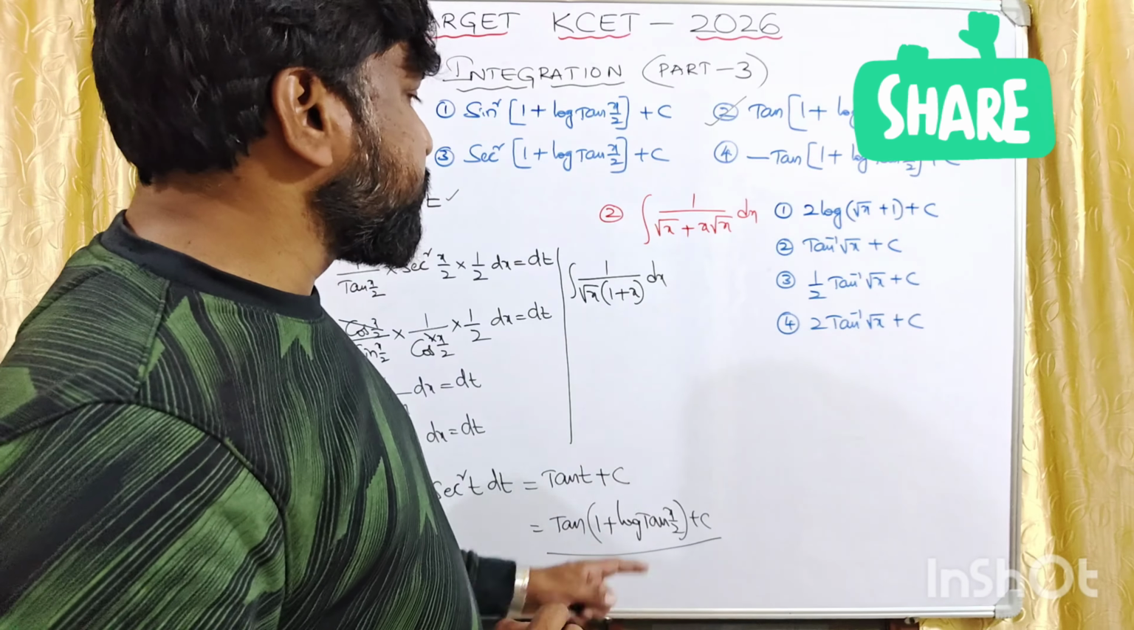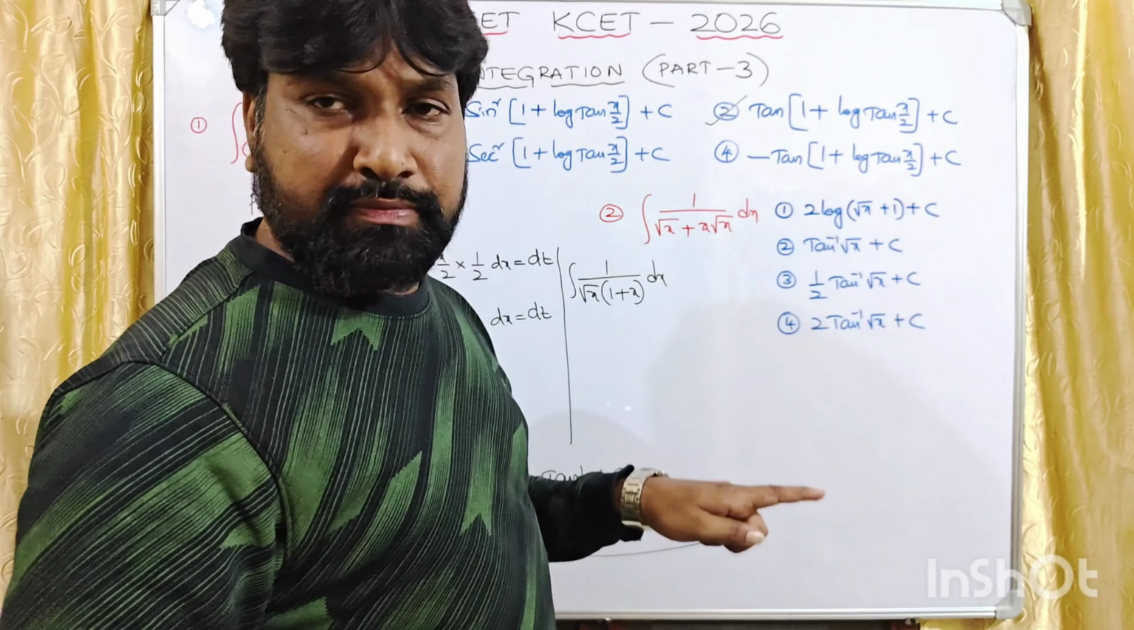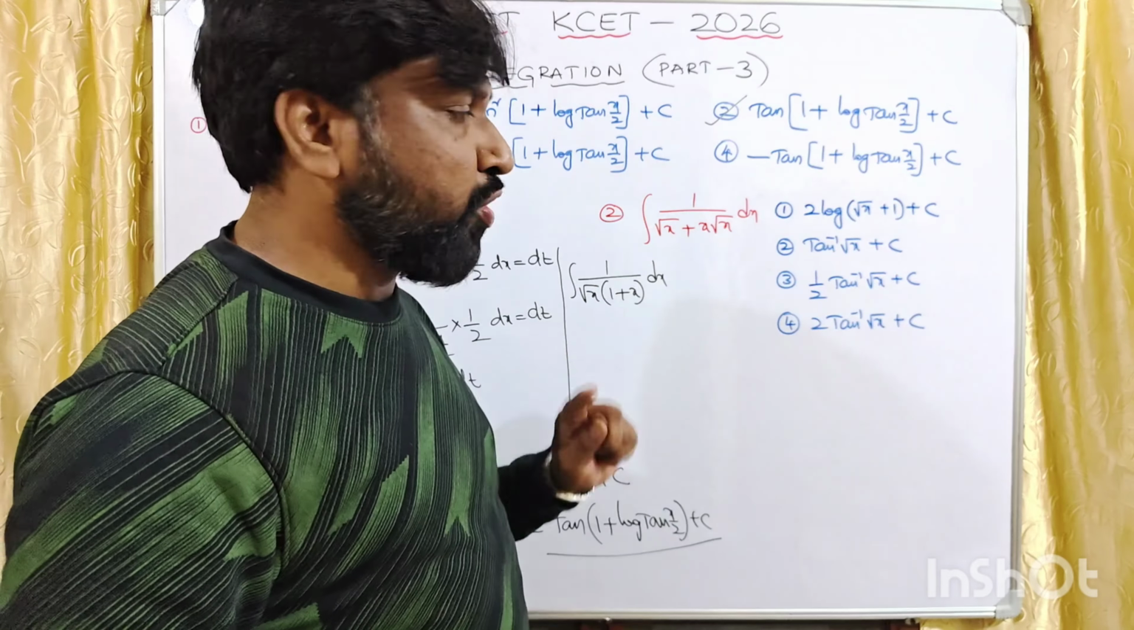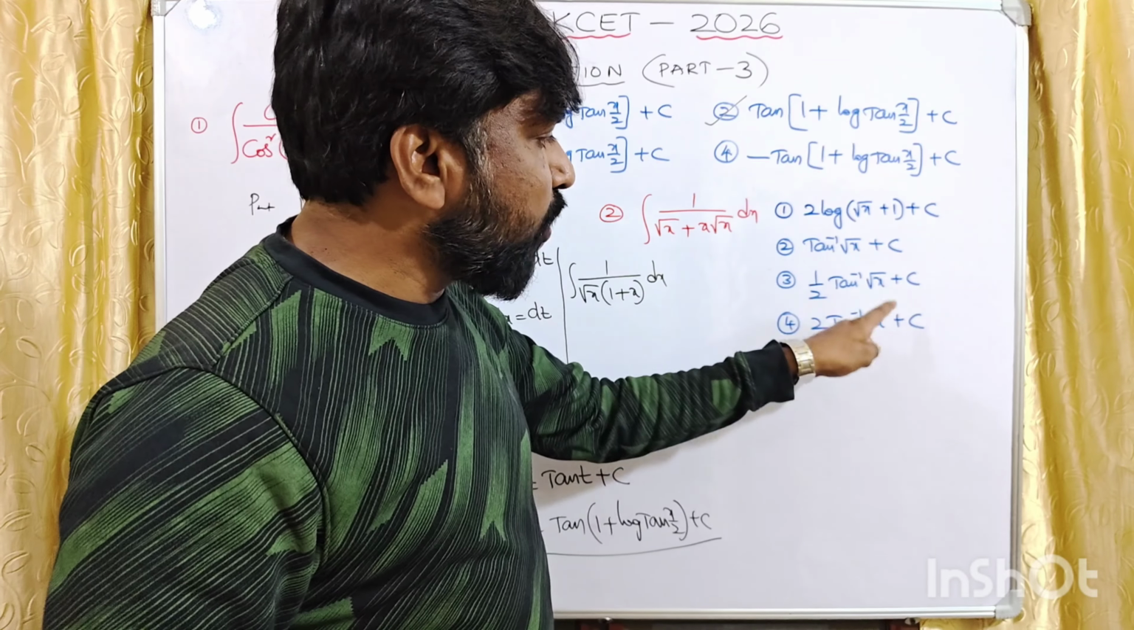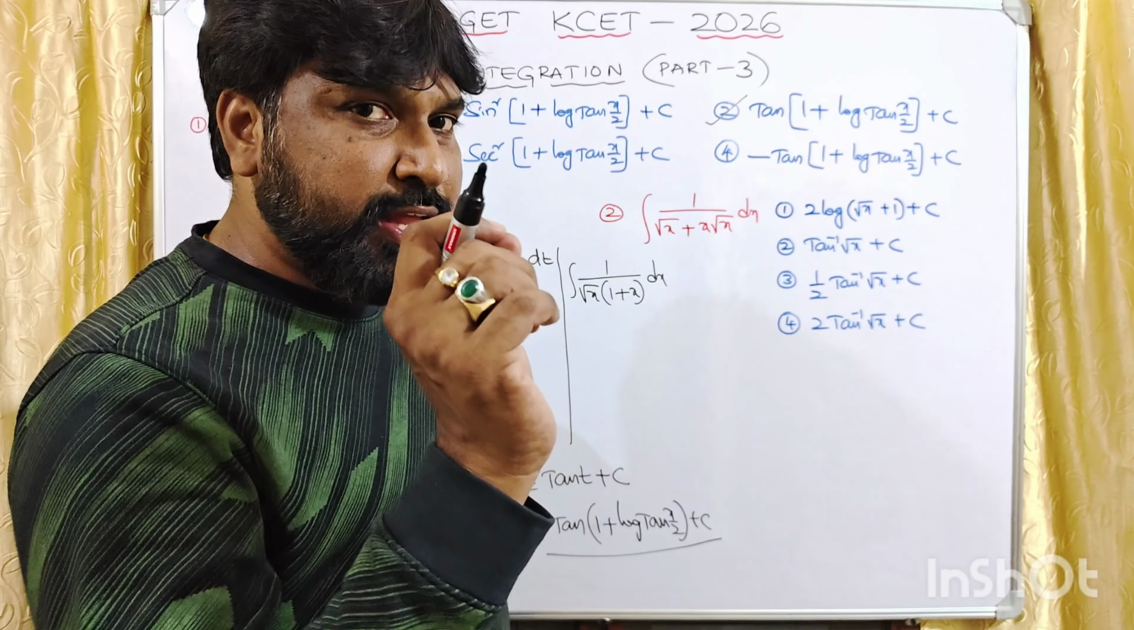If you observe your options, root x plus 1 is not there, so there is no substitution on root x plus 1. If you observe the remaining three options, root x is there. So somewhat the substitution is on root x.